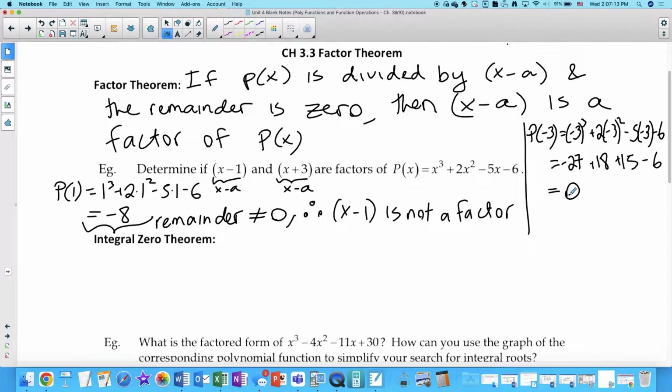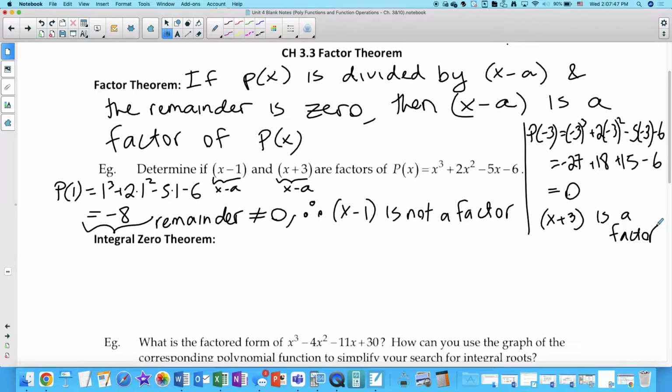The remainder is 0, so x plus 3 is a factor. Okay? Now, we're just kind of trying to understand how we can use this factor theorem to get a factor. I want to talk a little bit about how do you know what to test, right? How do you know what value to test? And then we'll actually try and factor an entire polynomial.